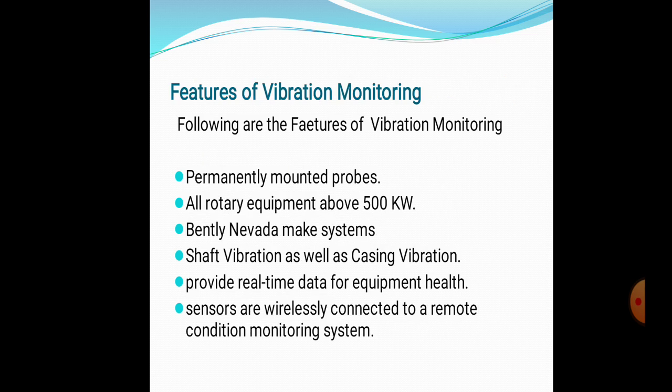Vibration monitoring. Some of the features of vibration monitoring: the first one is permanently mounted probes that we have to use. All rotary equipment above 500 kilowatt, with a Bentley Nevada system. Whatever the system is, it should be effective, and we have to monitor shaft vibrations as well as casing vibrations. It provides real time data for equipment health. Again, the sensors are wirelessly connected to remote condition monitoring systems. So these are some of the features of vibration monitoring.